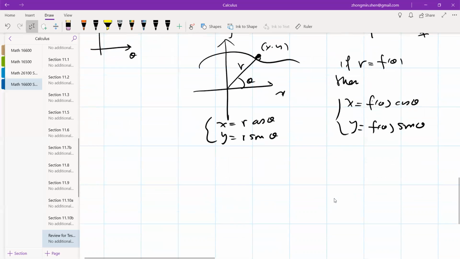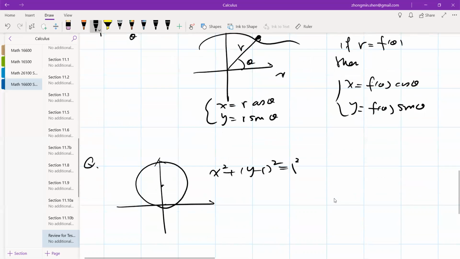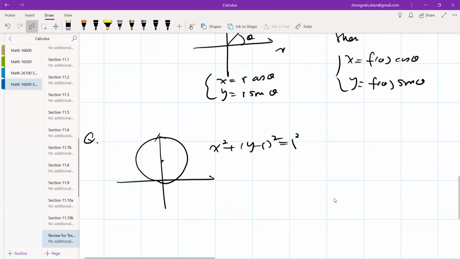Okay, let's look at the example here. This is the example, the circle with radius 1, x squared plus y minus 1 squared equals 1 squared. Let's look at this circle. And there are a couple ways to parameterize it.